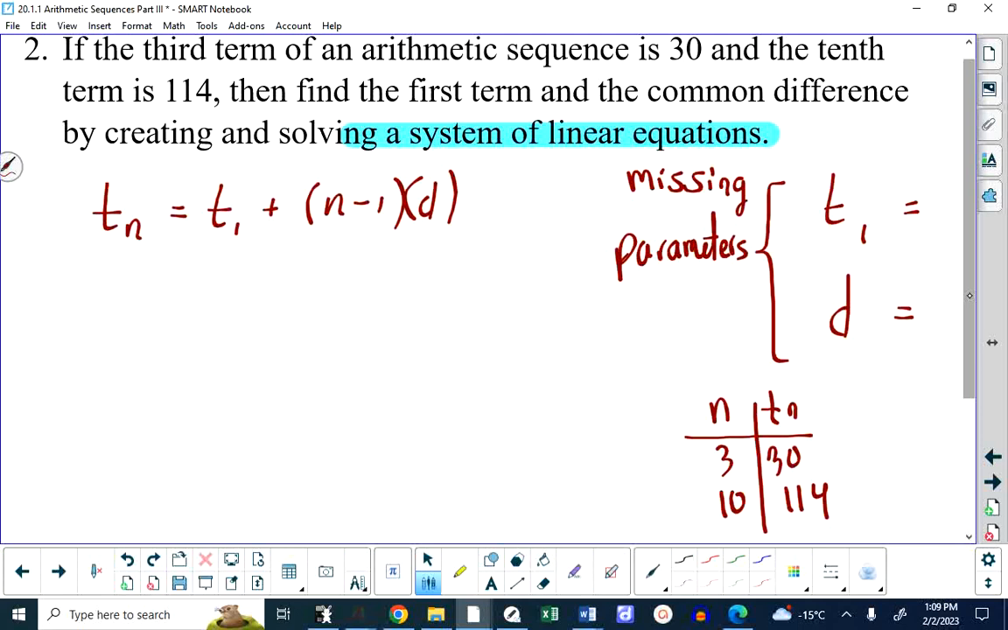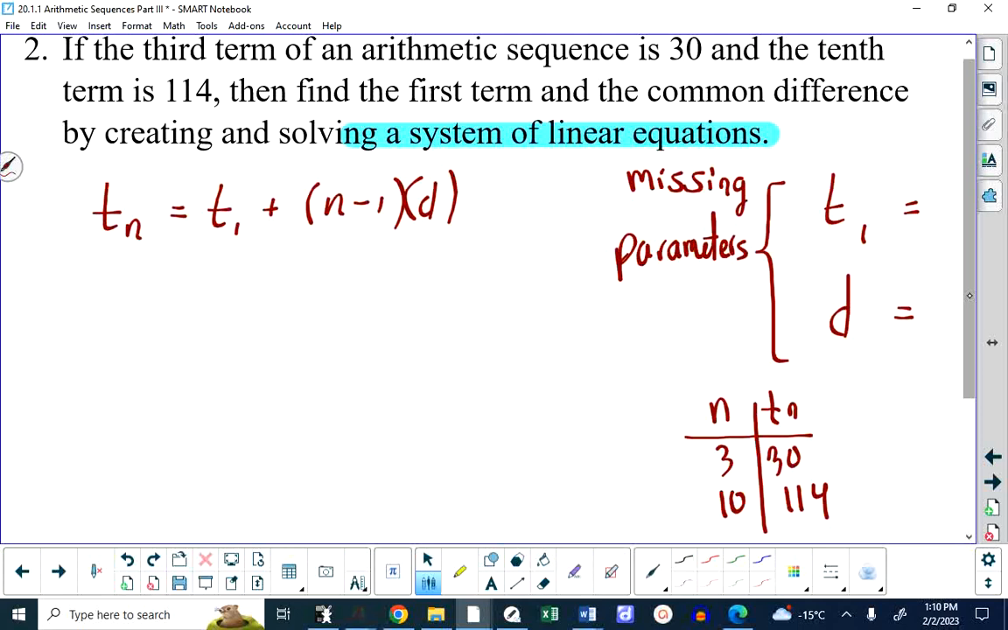And I would like you, after you write that down, to mentally digest what that table is telling you. You're told in the question that the third term is 30. You're told in the question that the 10th term is 114. There's a lot going on here, but let me break down something for you.